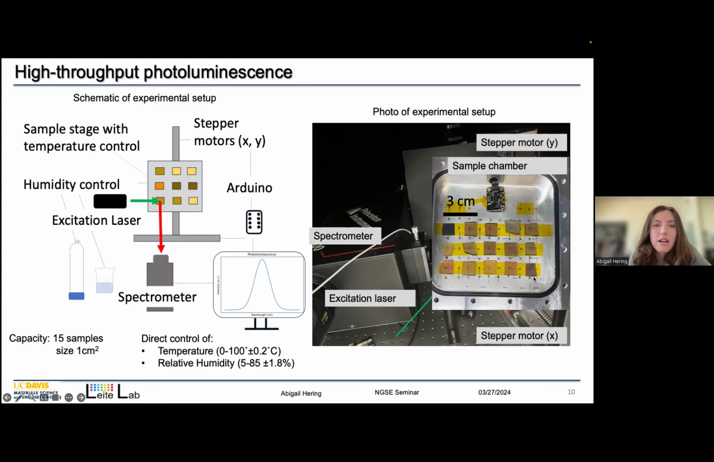So with this setup, we can obtain up to 2,000 spectra per day. So this is fully automated. We just start the code and then the chamber will move as it cycles through each sample while changing the environmental inputs.